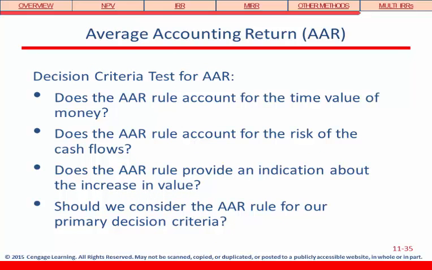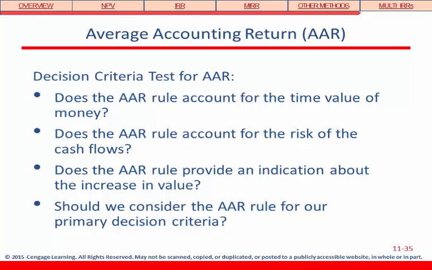So let's take a look at some decision criteria for the AR. Does the AR rule account for the time value of money? No, not really. You're just looking at those cash flows. You're not really using the time value of money in your calculations. Does the AR rule account for the risk of the cash flows? Sort of, depending on what that risk measurement, that required risk percentage you're comparing it to, is based on. Does the AR rule provide an indication about the increase in value? Yes or no, depending on what you want to say is an increase in value. I mean, the rule is easy enough to follow, but it might be possible to manipulate that rule in some ways, which gets to this last question.